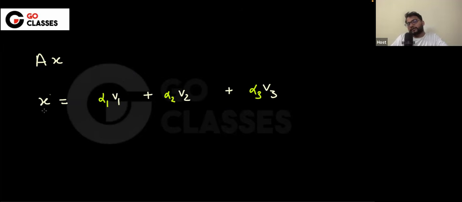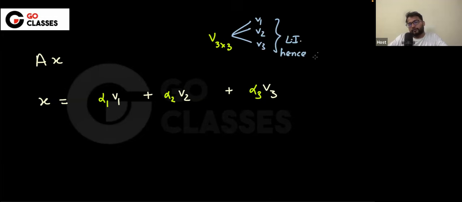Or in other words, you can represent this x as a linear combination of v1, v2, v3 because v1, v2, v3 fills the space. Because V is basically 3 cross 3 and v1, v2, v3 are linearly independent, hence they fill R3, right? So basically, given any vector x, you can represent it like this. That's my point. Now let's see what's going to happen if you multiply by A.